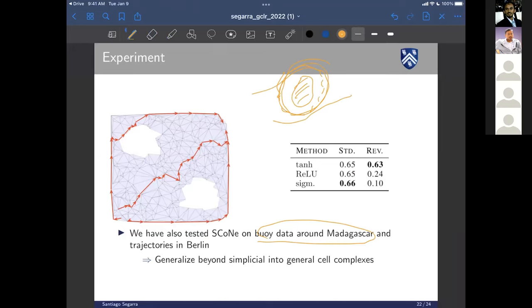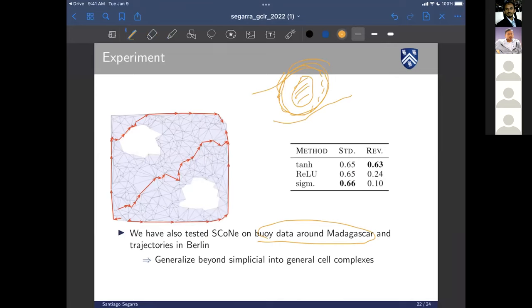And we also looked at trajectories in Berlin. There the trajectories were synthetic, but the map of Berlin was the true one. The reason why we did that was because triangulation is cool, but people don't move in triangles, especially in cities, right? So people tend to move more in squares or rectangles, because blocks tend to have those shapes.